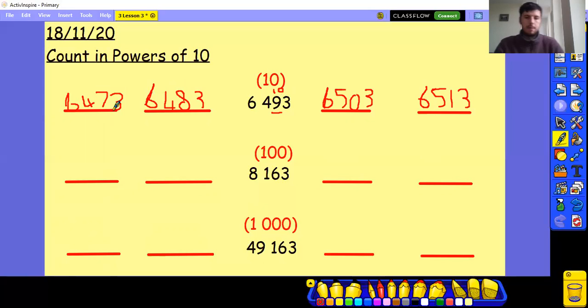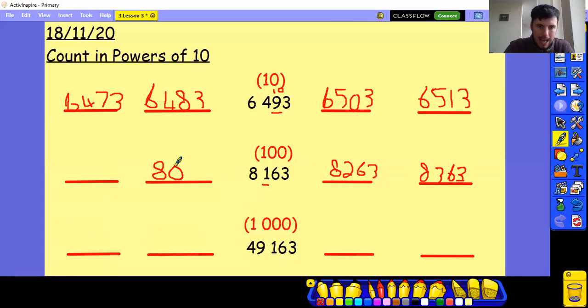I go, right, this time I'm adding our hundreds, so I'm going to focus on my hundreds column. So I've got 8,263, then 8,363. Now I'm going to go backwards. So now I've got 1, so I'm going to have 0 in that column. I'll placeholder 8,063, like so. Now I've got a 0. So you think about what I need to do here. If I'm going down, it's 8,063.